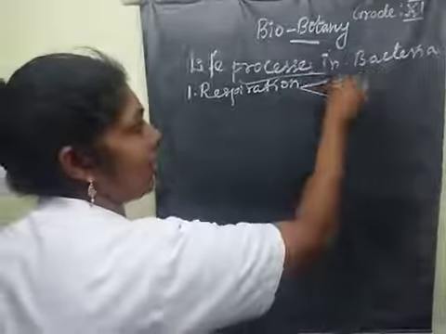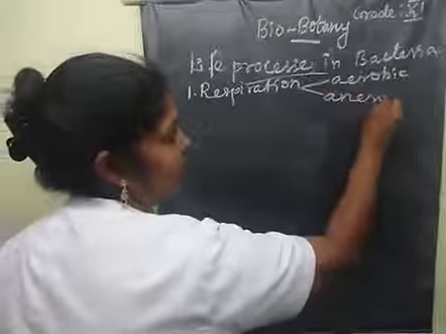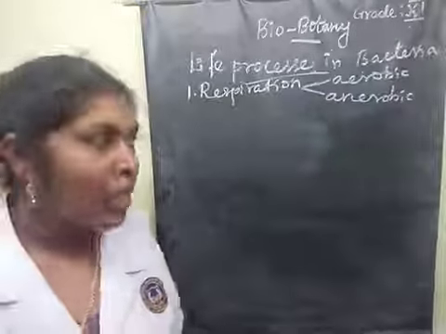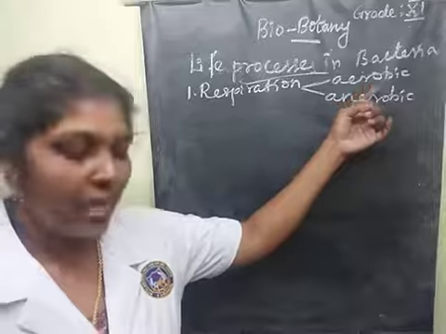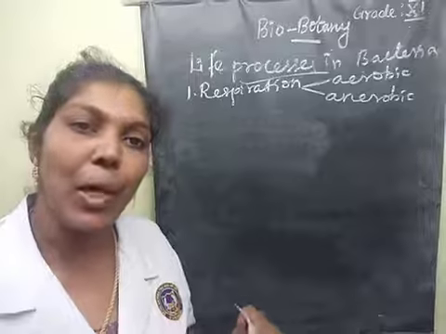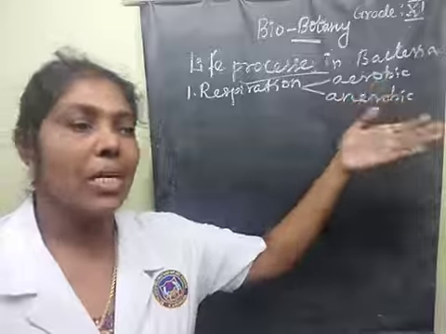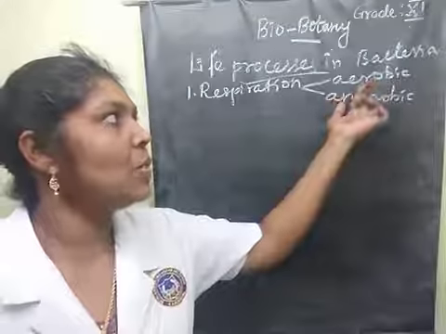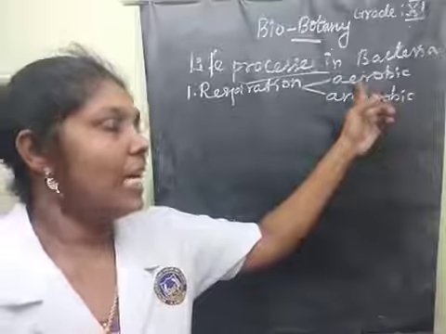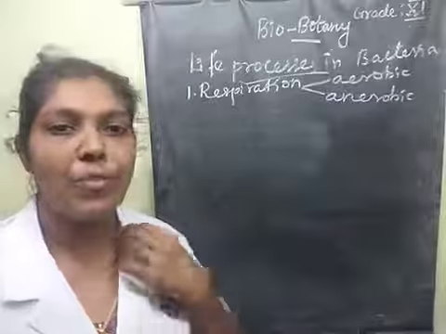One is aerobic respiration and another one is anaerobic respiration. Anaerobic, you already know the concept. For growth and metabolic activities, the bacterial cell requires the presence of oxygen, so that growth and metabolic activities go smoothly. For growth and metabolic activities, they require oxygen. Understood, children? So that is known as the aerobic type of bacteria.